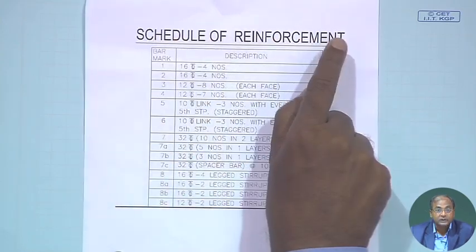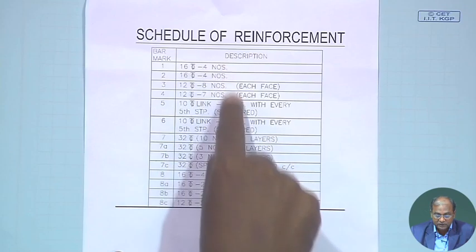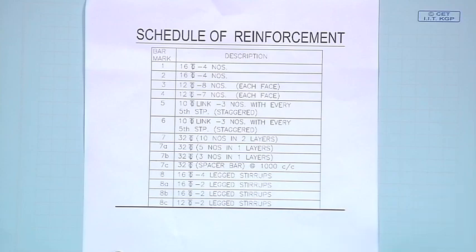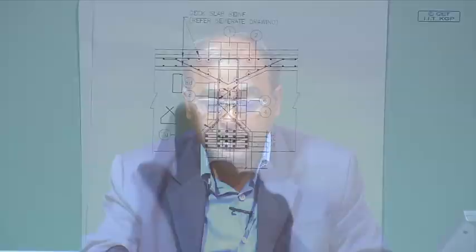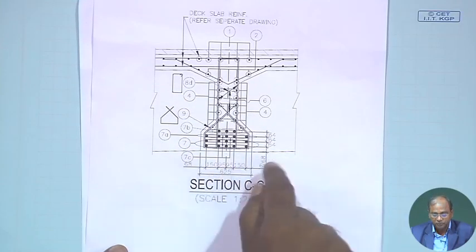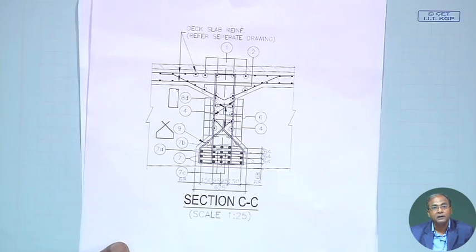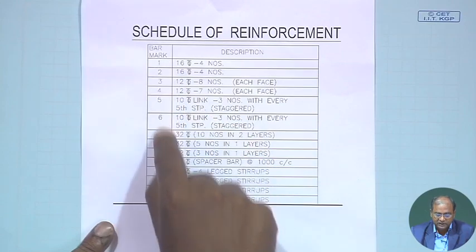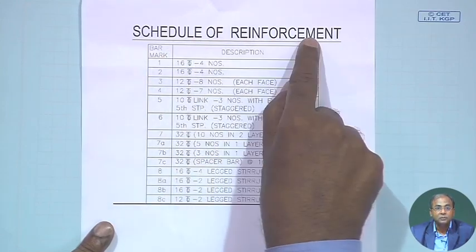This is called the schedule of reinforcement. I have told you that we give the bar marks, because we do not want to make the figure crowded. If you make it crowded, it will be very difficult to understand. If you keep on writing so many things, you can see how difficult that figure is, and if you add further, it gets worse. That is why you give the bar marking, and with this bar mark we make the schedule of reinforcement.